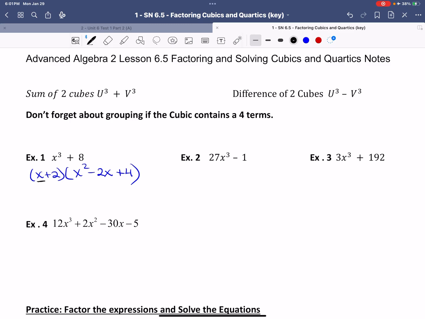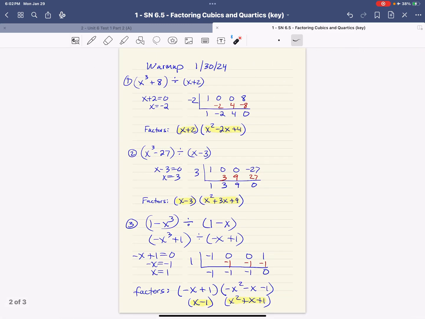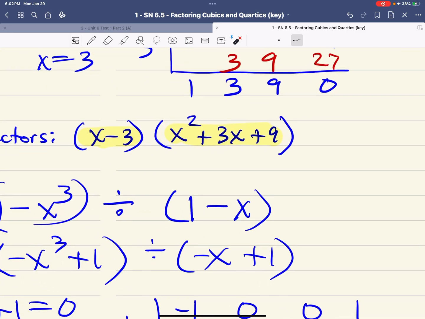If I take this term and I square it, I will get this term. And if I take this term and I square it, I'm going to get that term. And then how about the middle term? Well, if I multiply these two together and then subtract them, I get that third term. Let's see if that works over here.